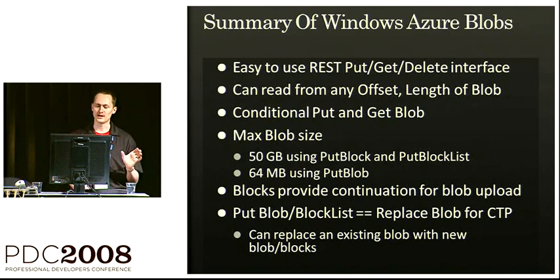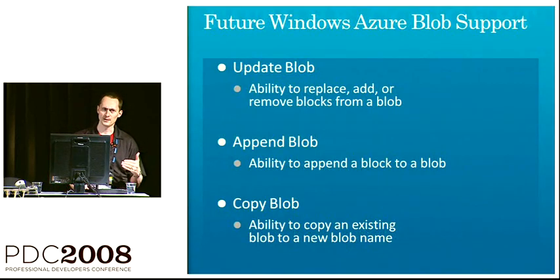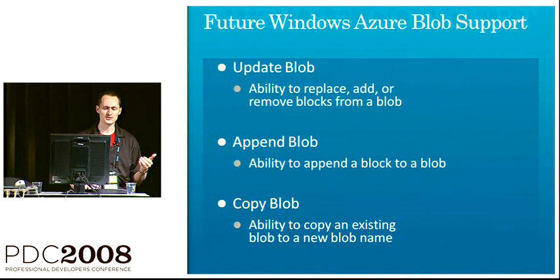Now, one point I want to make out for the semantics for our blob interface for the CTP is that the semantics is basically replace blob. You basically are inserting a new blob into the store or replacing that blob. And the reason I want to make a point of this is that some future support we're going to have is the following. We'll support update blob, append blob, and copy blob. What update blob does, it allows you to replace, add, or remove blocks within a blob. Append blob allows you to append blocks to a blob. And copy blob allows you to copy an existing blob to a new blob name in the store. Okay.